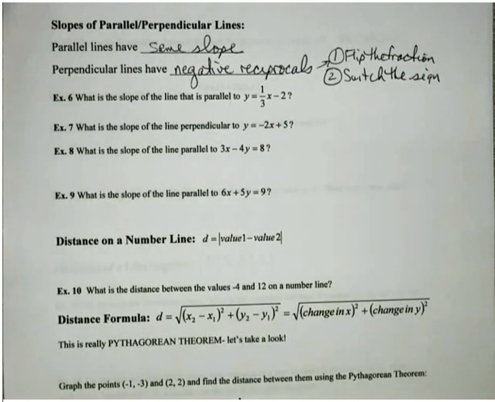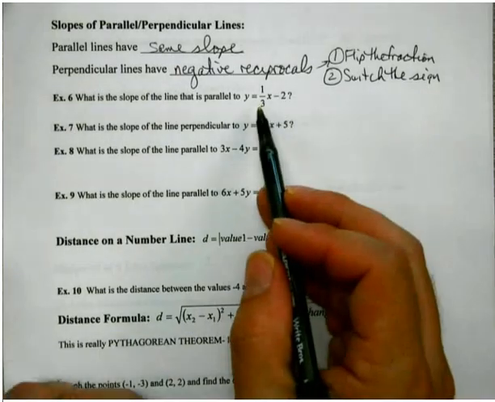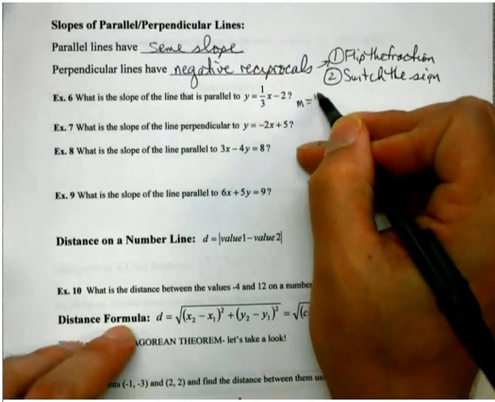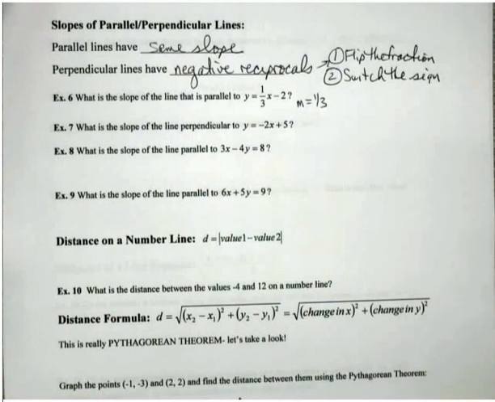So for instance, what's the slope of the line that's parallel? It's already in slope-intercept form. Parallel means the same slope. So we just steal it.